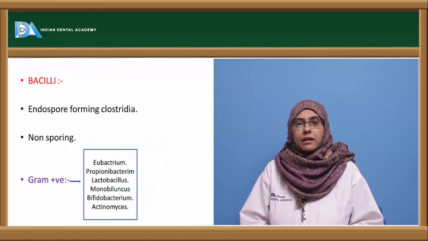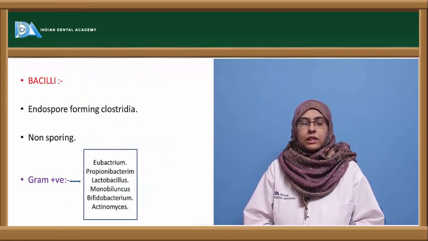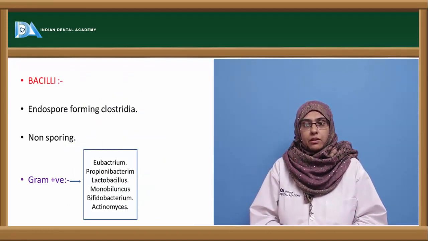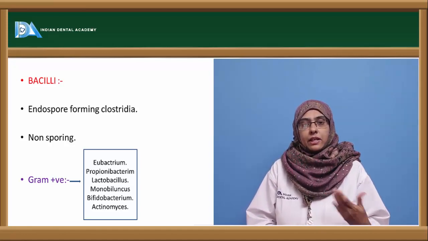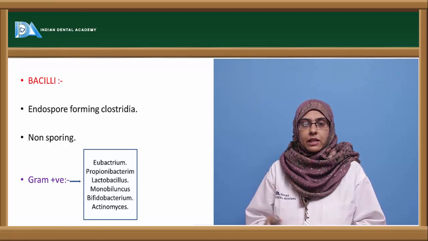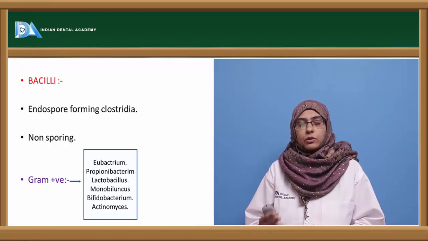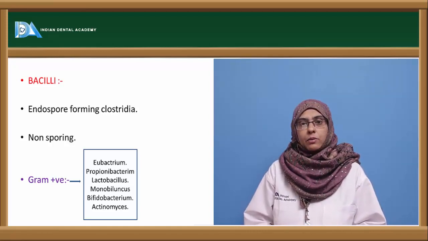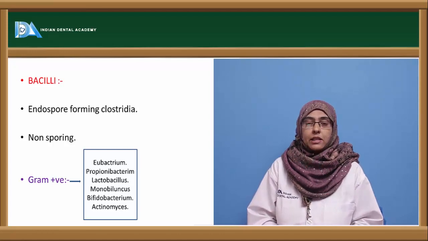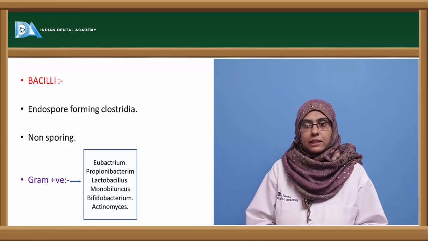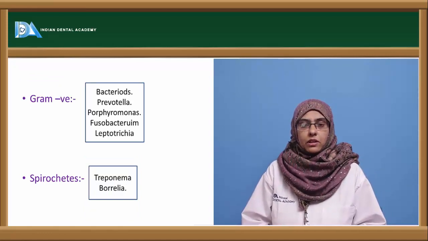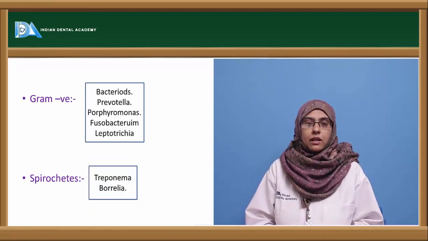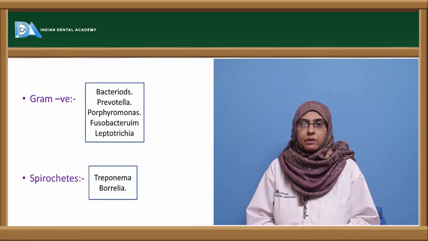Next are the gram-positive bacilli. Usually they are endospore-forming clostridia and non-sporing, and you can classify the gram-positive bacilli into various types. The most prominent and important ones are Eubacterium, Propionibacterium, Lactobacillus, Mobiluncus, Bifidobacterium, and Actinomyces. Now coming to the gram-negative anaerobes, the organisms included are Bacteroides and Prevotella.